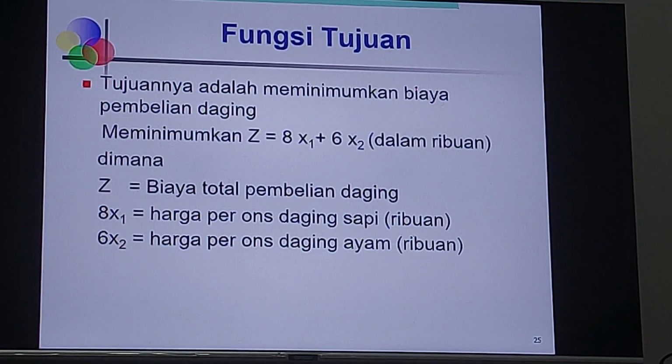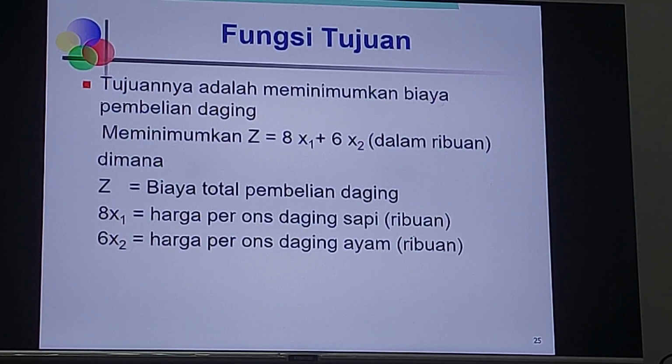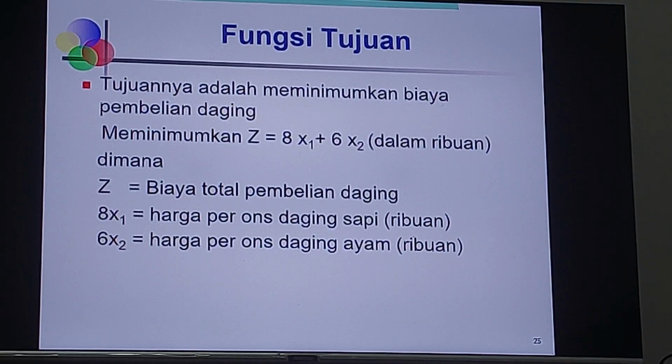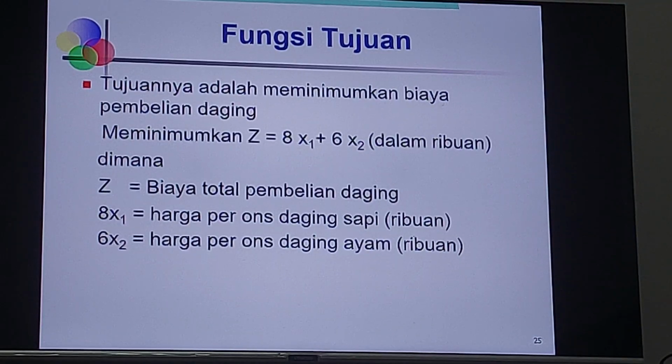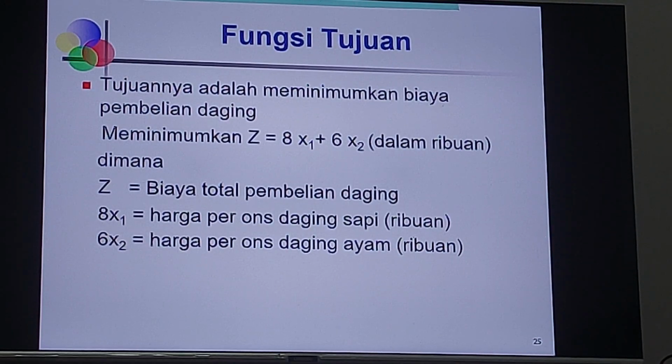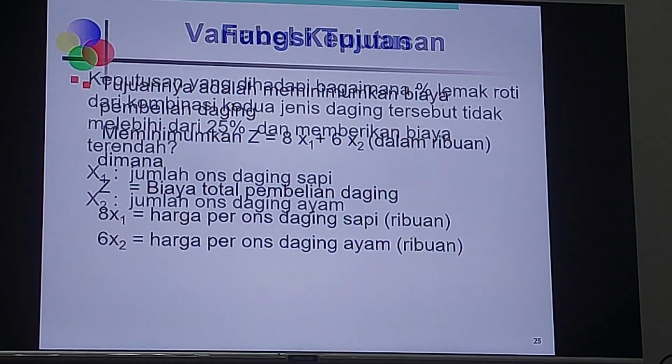So the cost for 1 ounce of beef, and then 6,000 rupiah or 6 times the ounce of chicken, and you add them. That's it. That's the Z, right? There you go. Then we need to go to the constraint. We have that fat condition that we need to limit the fat to a maximum of 25%. How can we get that fat? Where is the data of that fat?